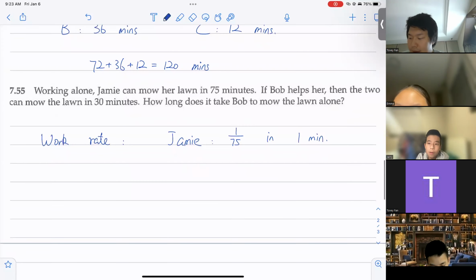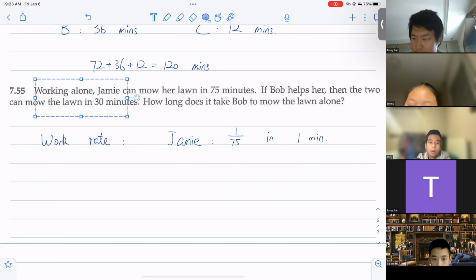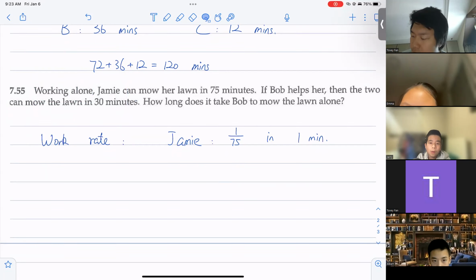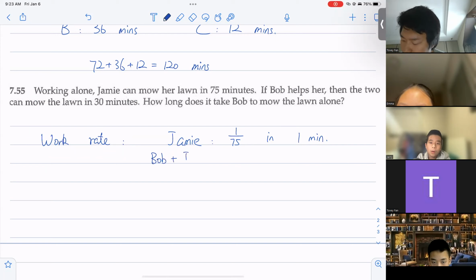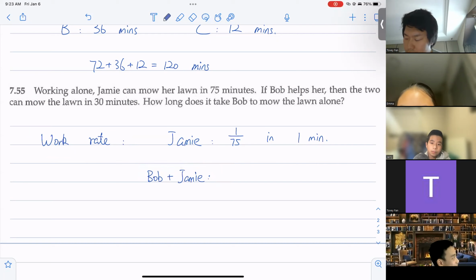So after this, you basically just need to work out all the work rates provided by the question. You see in the second sentence, if Bob helps Jamie, then the two can mow the lawn in 30 minutes. So now we have two people, Bob and Jamie, who can complete a job in 30 minutes. That means in 1 minute, they can complete how much of the job? Anyone?